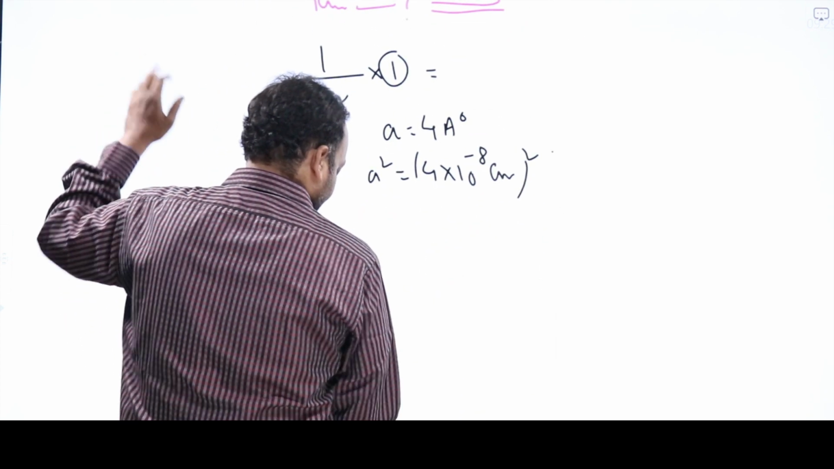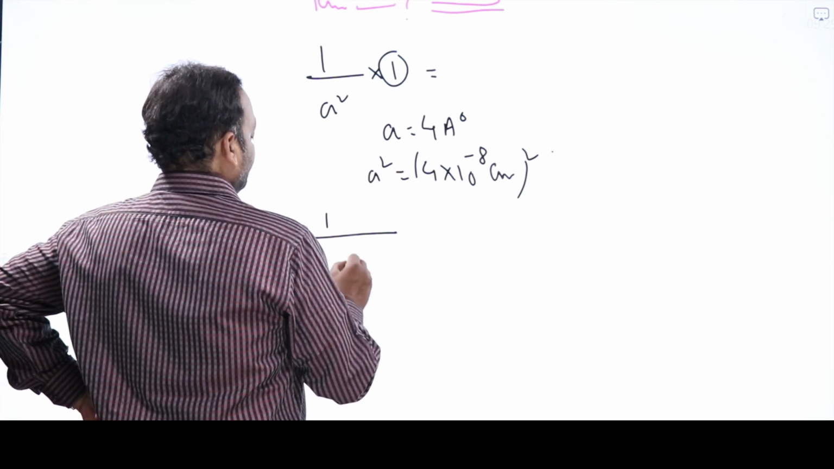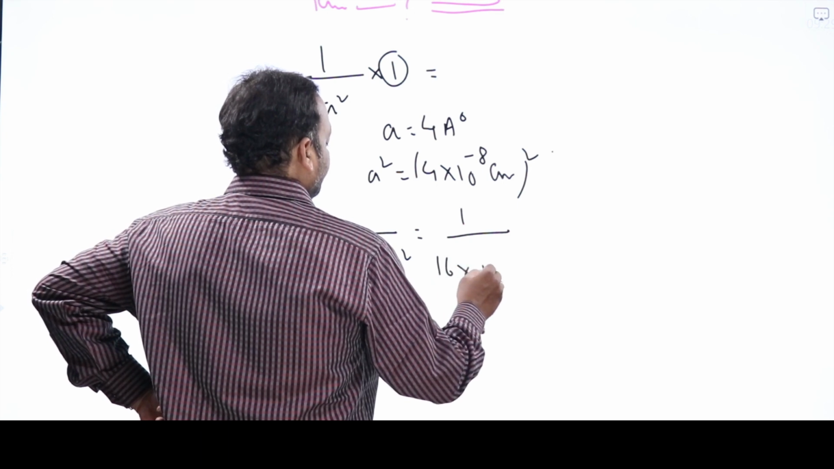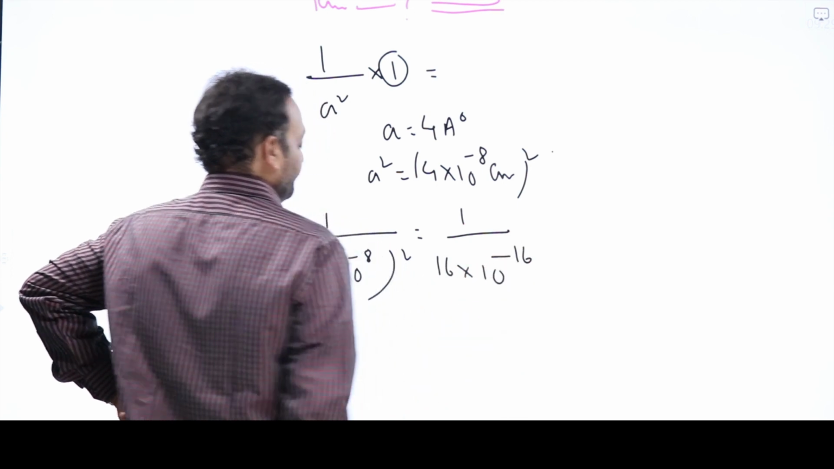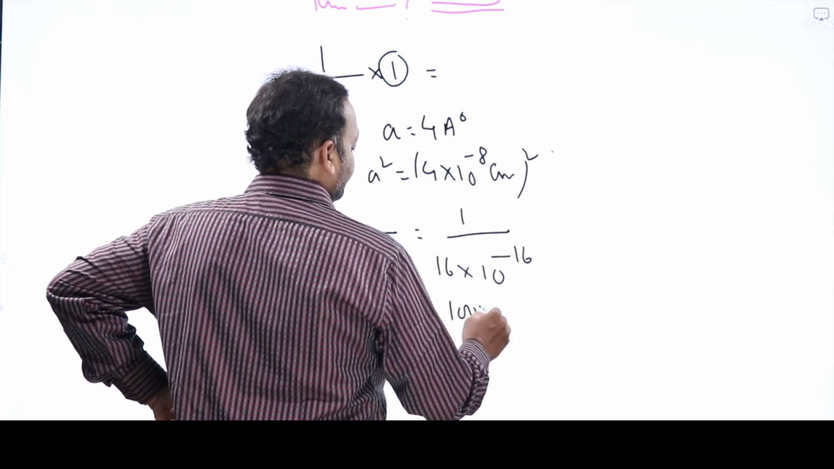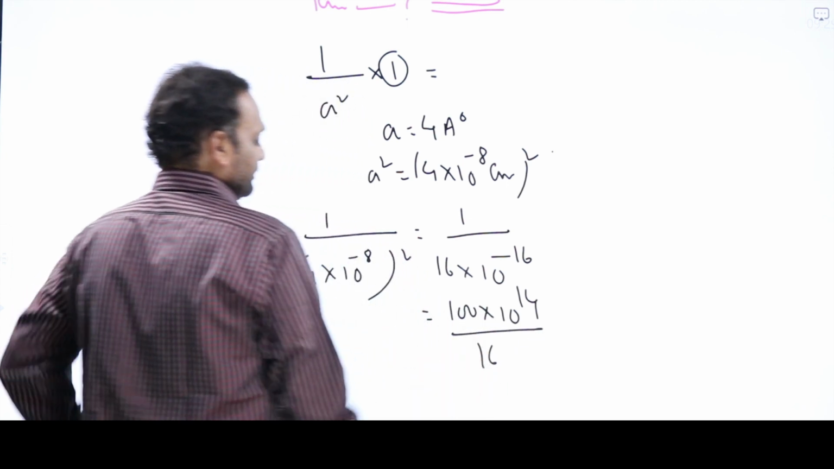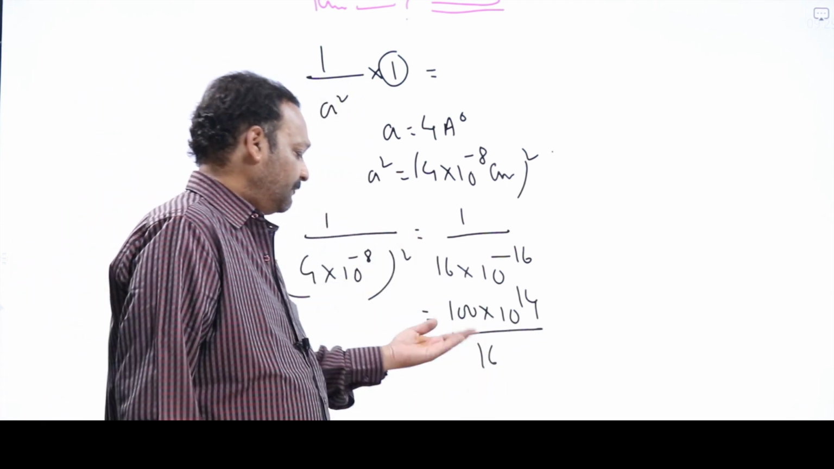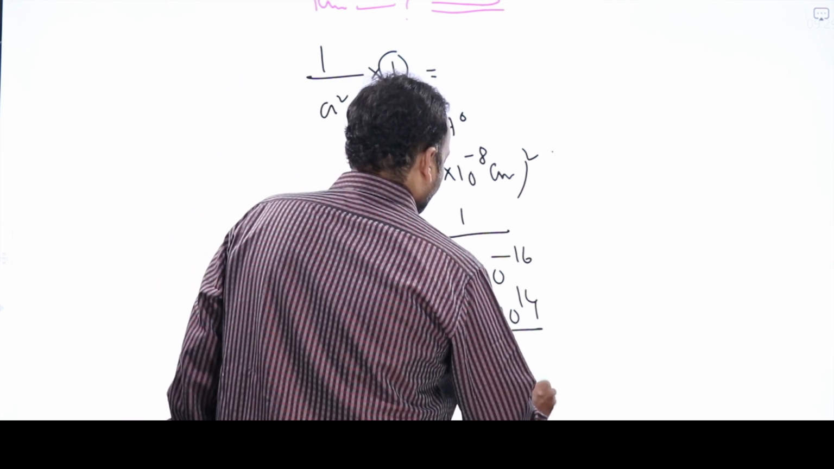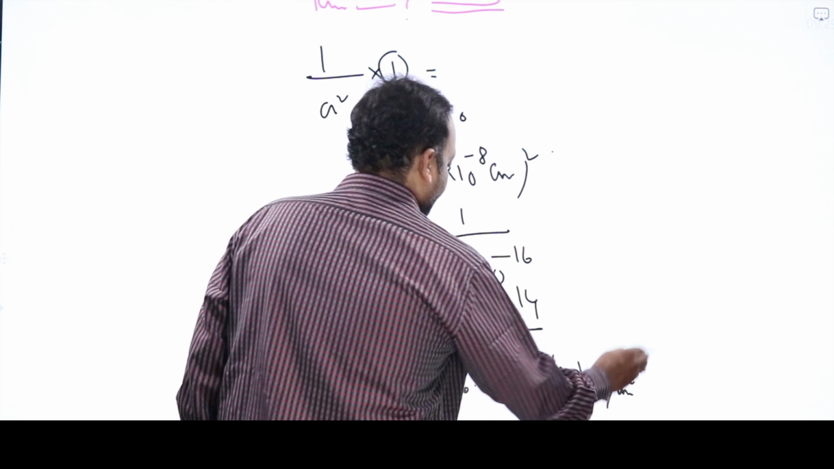So the effective number of atoms per unit area is 1 by (4 into 10 to the power minus 8) whole square. That's equal to 1 by 16 into 10 to the power minus 16. Minus 16 goes up and becomes plus 16. So I'll take 100 into 10 to the power 14, divided by 16. 25 fours are 100, it's around 6.25. So 6.25 into 10 to the power 14 atoms per centimeter square.